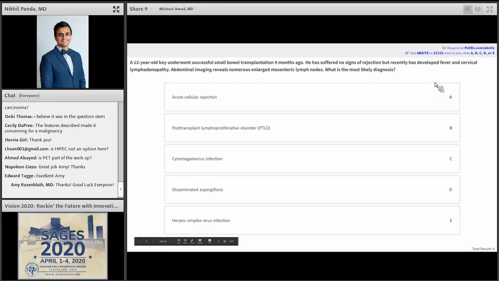So a 12-year-old boy underwent successful small bowel transplantation 9 months ago. He has suffered no signs of rejection, but recently has developed fever and cervical lymphadenopathy. Abdominal imaging reveals numerous enlarged mesenteric lymph nodes. What is the most likely diagnosis? A, acute cellular rejection. B, post-transplant lymphoproliferative disorder or PTLD. C, cytomegalovirus infection. D, disseminated aspergillosis. Or E, herpes simplex viral infection.